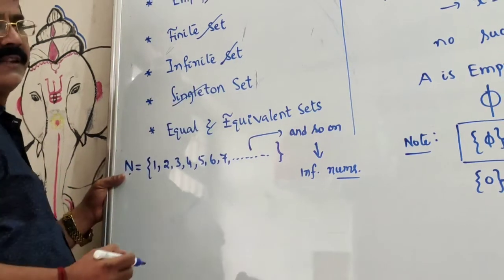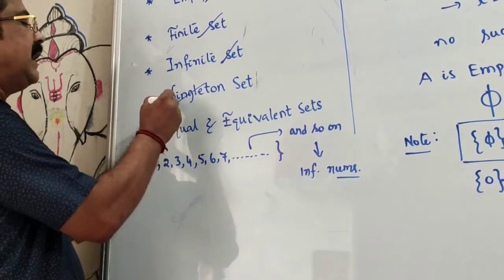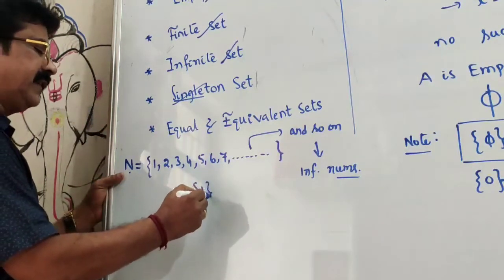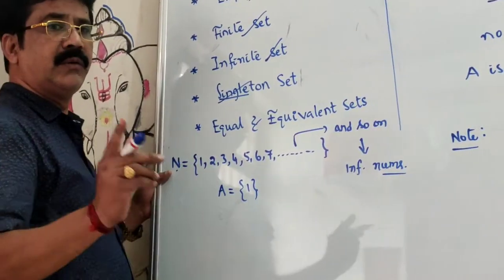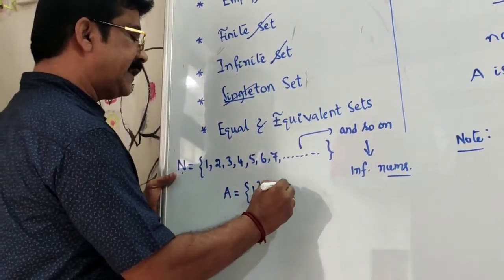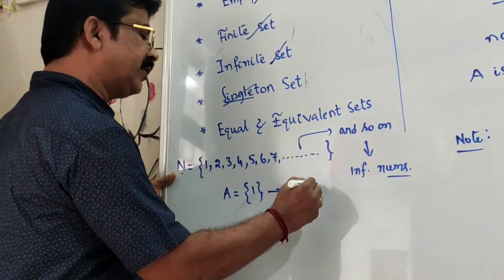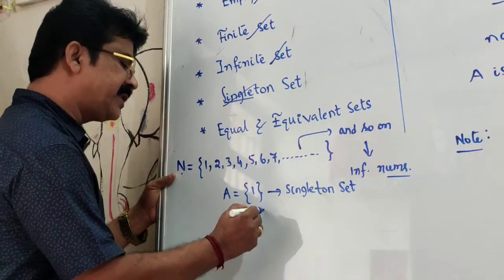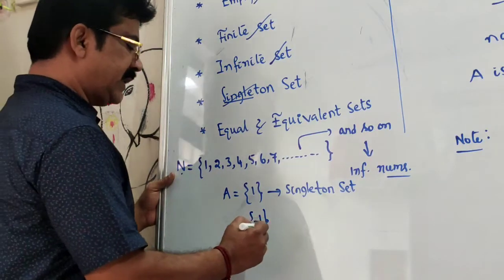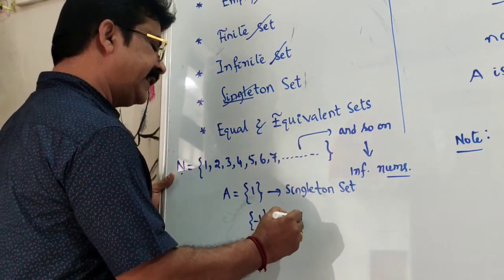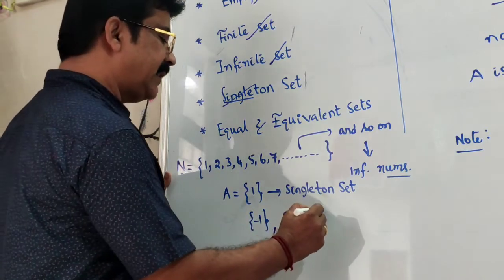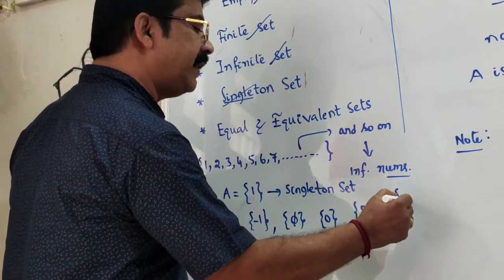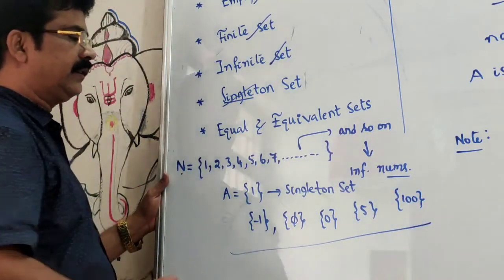Next, singleton set. Singleton means single, only one. For example, capital A is equal to the set of 1. This set contains only one element. Therefore, it is called a singleton set. Similarly, we can establish many singleton sets: the set of -1, the set of 5, the set of 0, the set of 100, like that. All these are singleton sets.